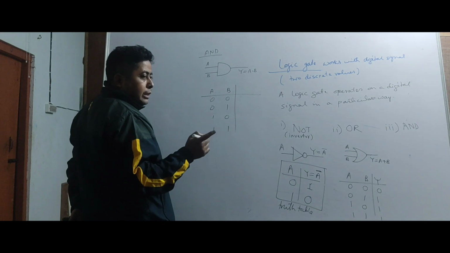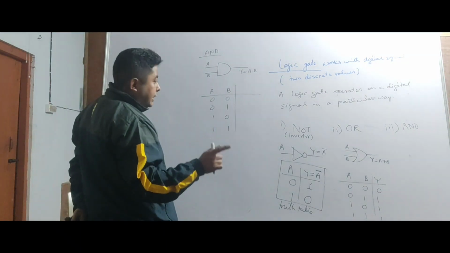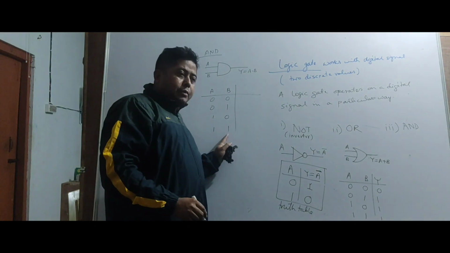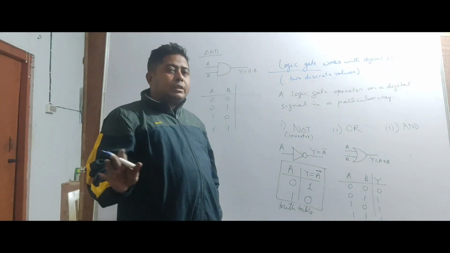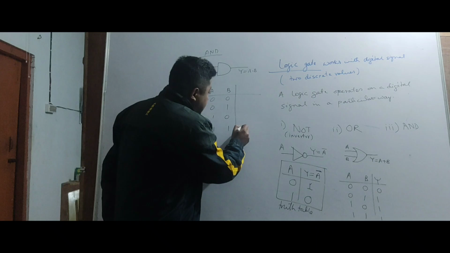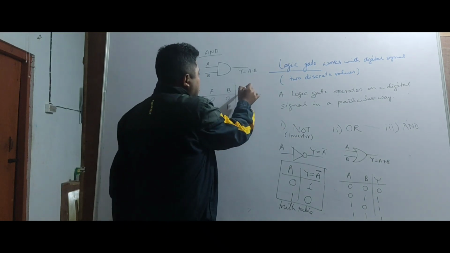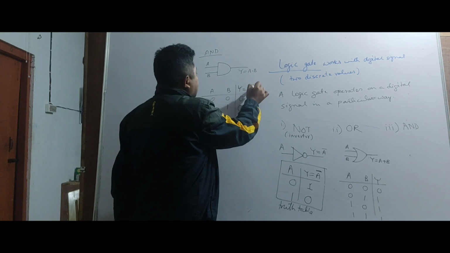Here, the output is 1 if and only if both the inputs are 1. That means this has to be 1, that has to be 1, then only output is 1. Otherwise, it is always 0. So 1, 1 is 1, otherwise it is always 0. Okay, that's the output of AND operation.